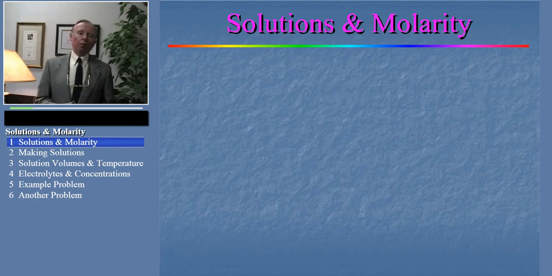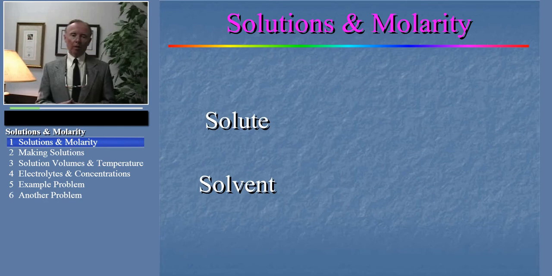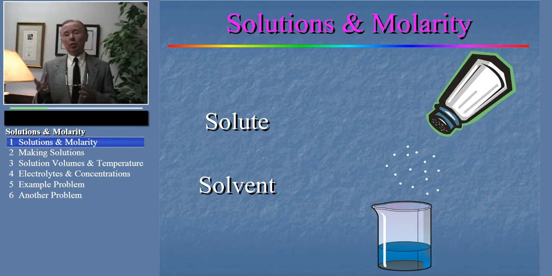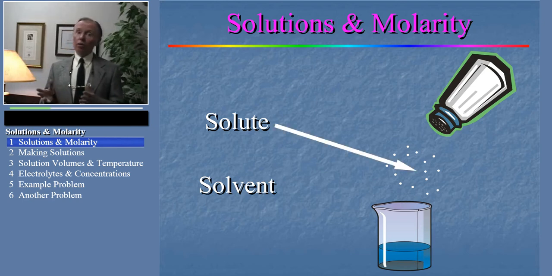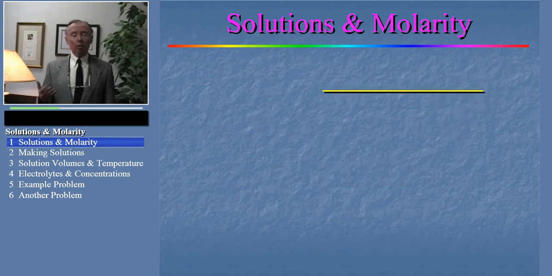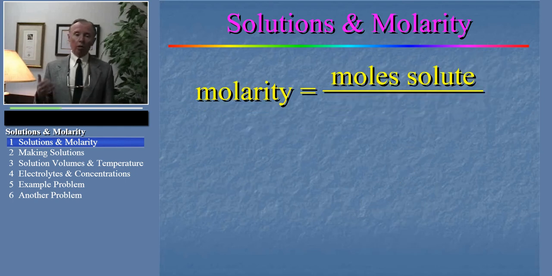To get started, let's remind ourselves about a little chemistry lingo, namely about two words, solute and solvent. The solute is what gets dissolved. The solvent is what the solute is dissolved in. For example, if I dissolve table salt in water, the solute is sodium chloride. The solvent is water. Now, as the name implies, the molarity of a solution is defined as the number of moles of solute in 1 liter of solution.